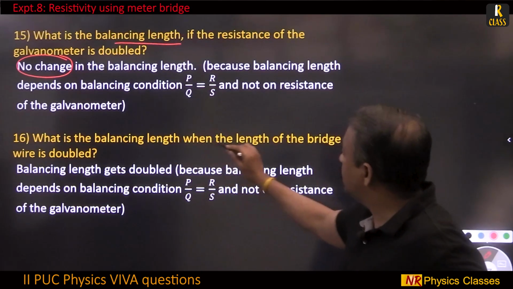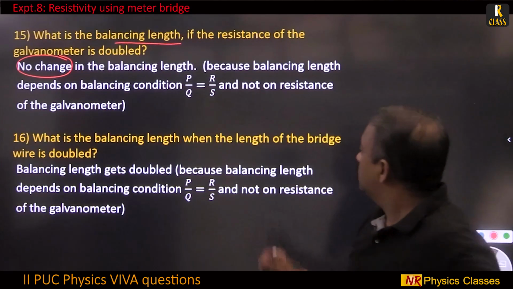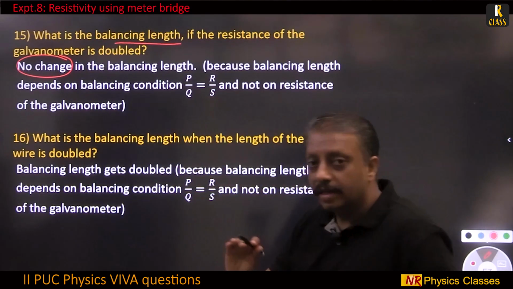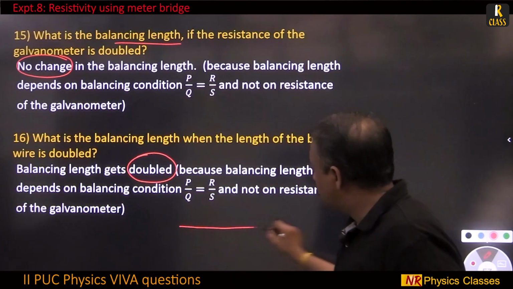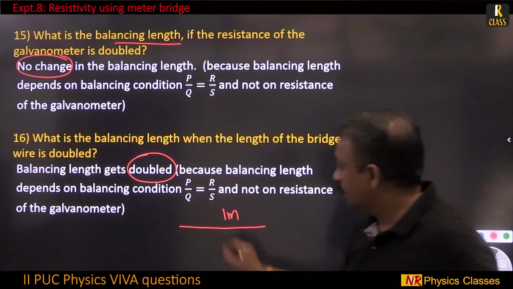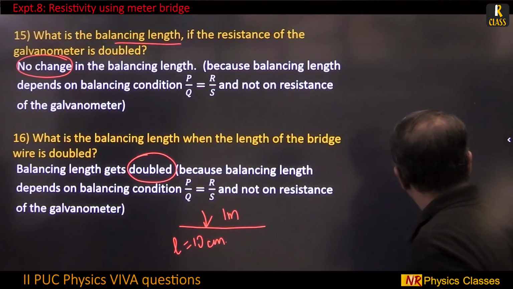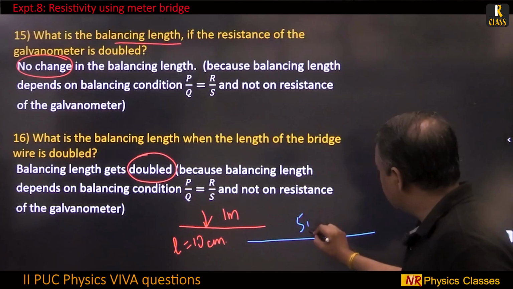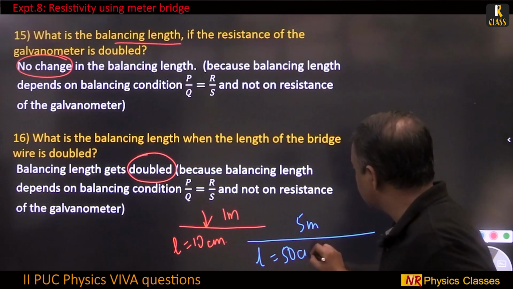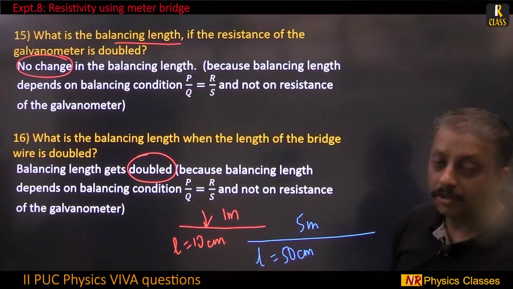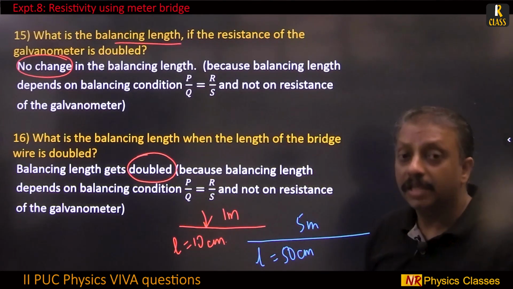What is the balancing length when length of the meter bridge wire is doubled? It gets doubled. If we are using a 1 meter wire and balancing length is 10 centimeter, then when we use a wire of 5 meter, balancing length should be 5 times this, 50 centimeter. Because what matters is potential difference per unit length, the potential gradient.